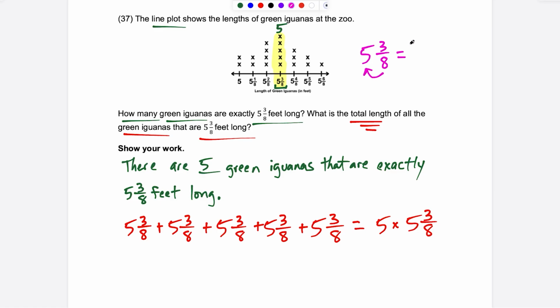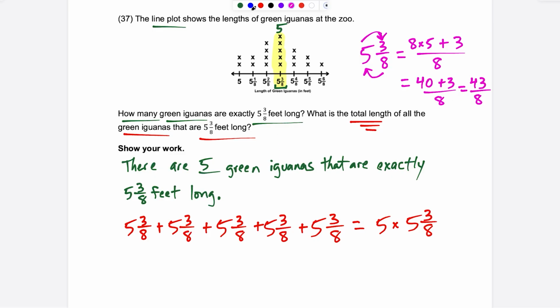So we do 8 times 5, and then we add the numerator. Okay, so we're going to add 3 to the product of 8 and 5. And we're dividing by the original denominator, which is 8. So now we multiply before we add. We do 8 times 5 is 40, and then we have 40 plus 3 over 8. So our mixed number as an improper fraction is equal to 43 over 8.